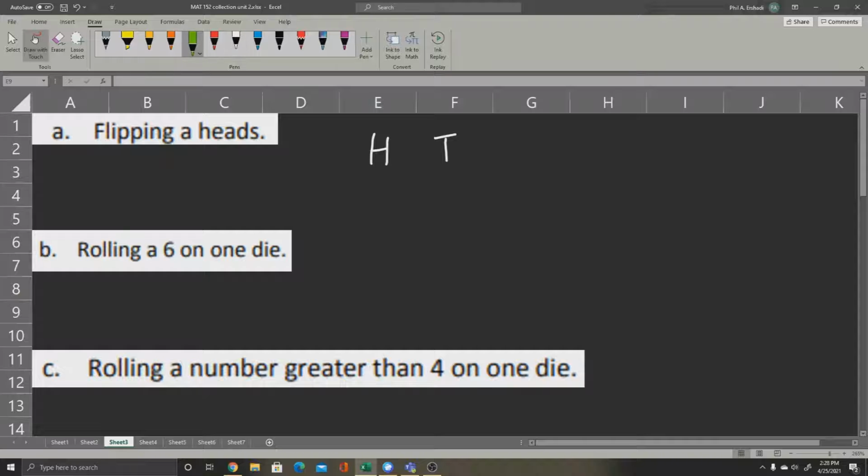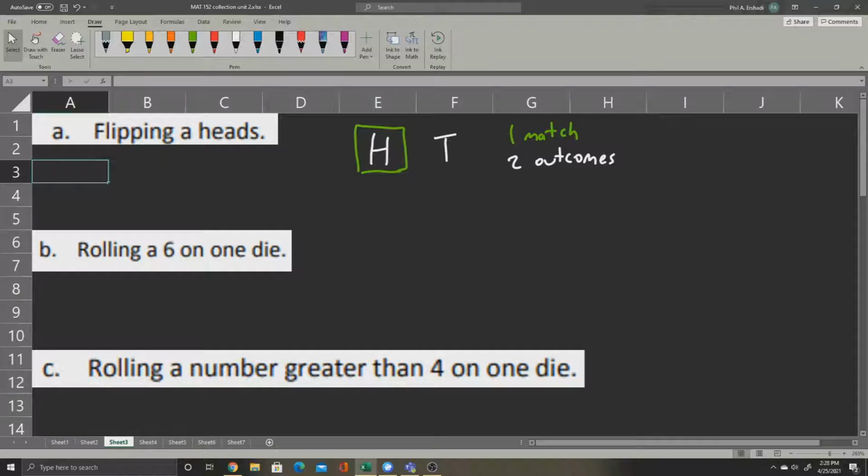Now, flipping heads would match the condition. Let's box that in green. So we can see there is one outcome that matches the condition, but a total of two outcomes. To have Excel calculate this for us, let's make some space here in row 3 and label it the number of matches.